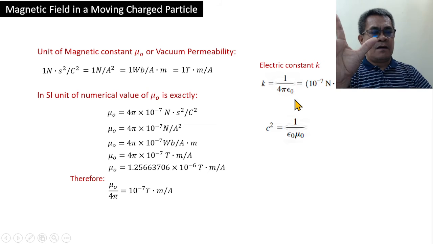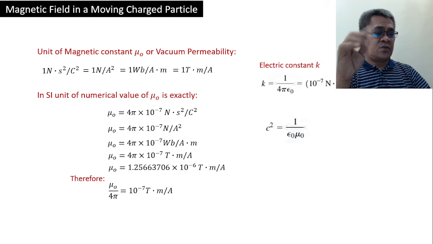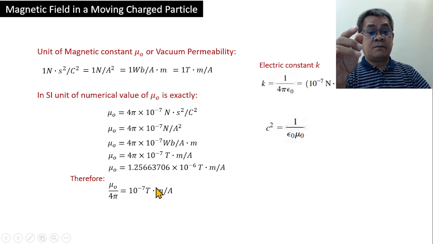No, sorry. The K is 1 over 4 pi permittivity. Okay? Then, the speed of light is exact, no? The square of the speed of light, C, is equal to 1 over the product of the permeability and permittivity.